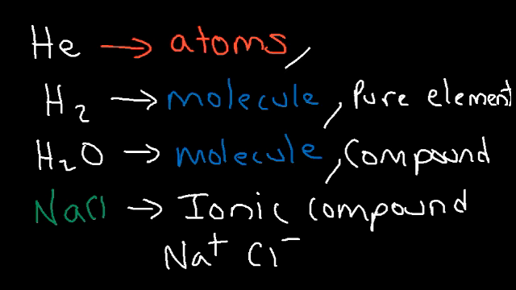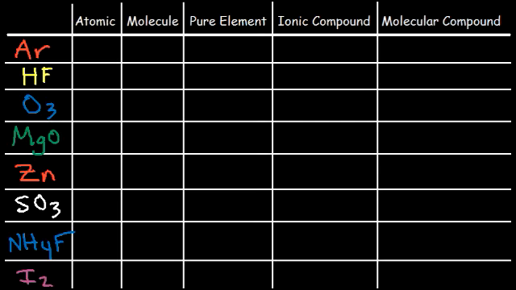So helium is considered to be a pure element, and H2 is a pure element, but H2O and NaCl are considered to be compounds. So let's go over a few more examples related to this topic. Let's try this worksheet. Put a check for every substance on the left that is atomic, molecular, if it's a pure element, ionic compound, or molecular compound.